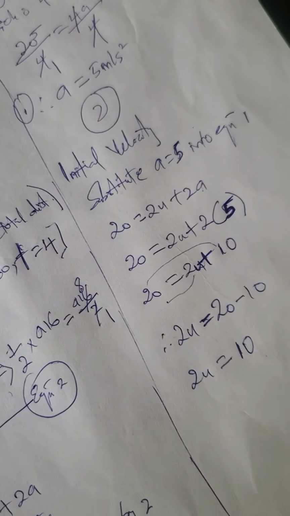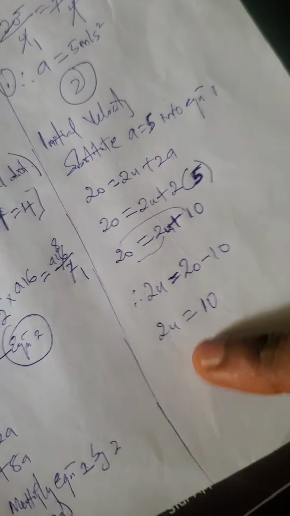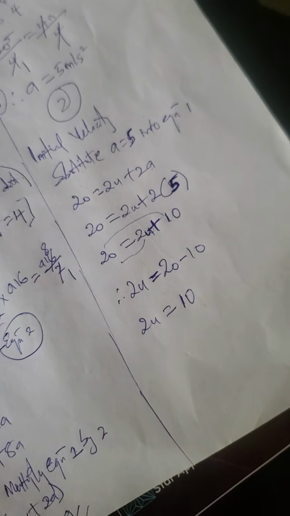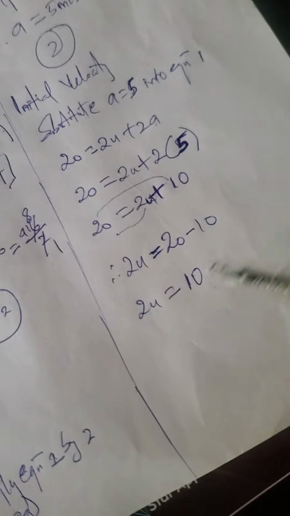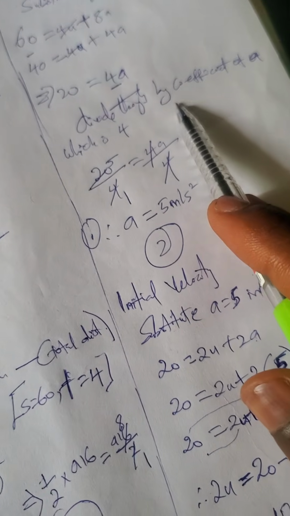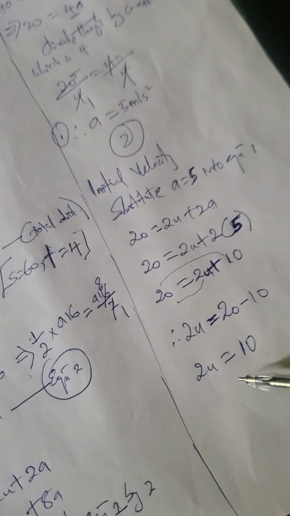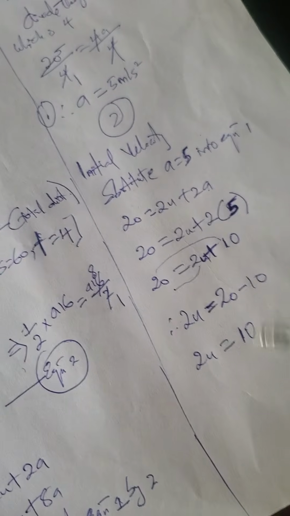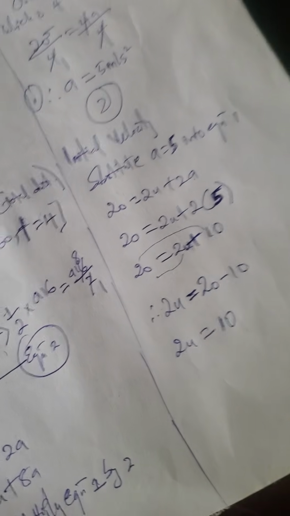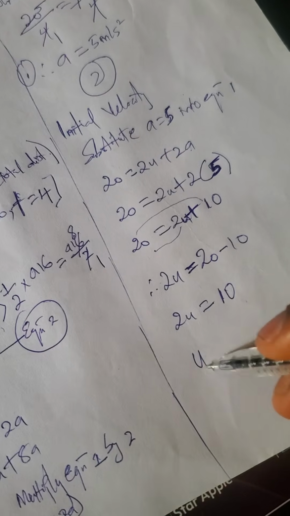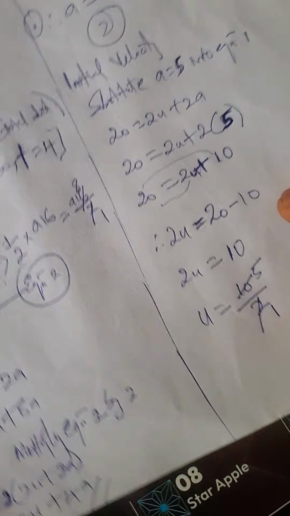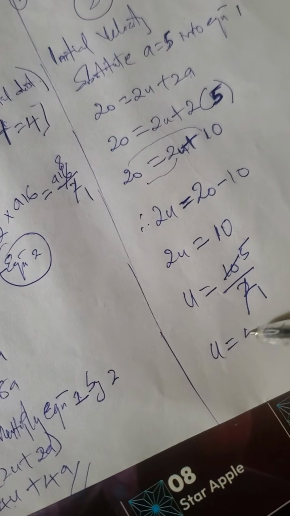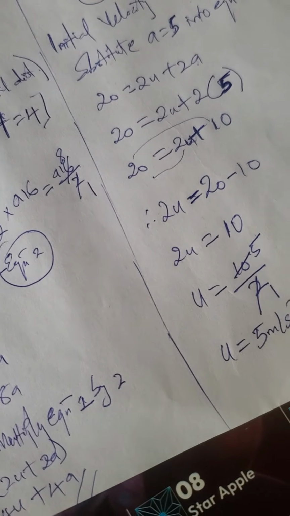Okay. So now we are going to make u stand alone. How are we going to do that? Do you guys remember simple equations in mathematics? It's very, very simple. Divide through by the coefficient, the same thing that we did earlier to find the acceleration. The coefficient of u here is 2. So u will now be equal to 10 all over 2. 2 cancels itself one time, and cancels 10 five times. So therefore u will be equal to 5 meters per second square.